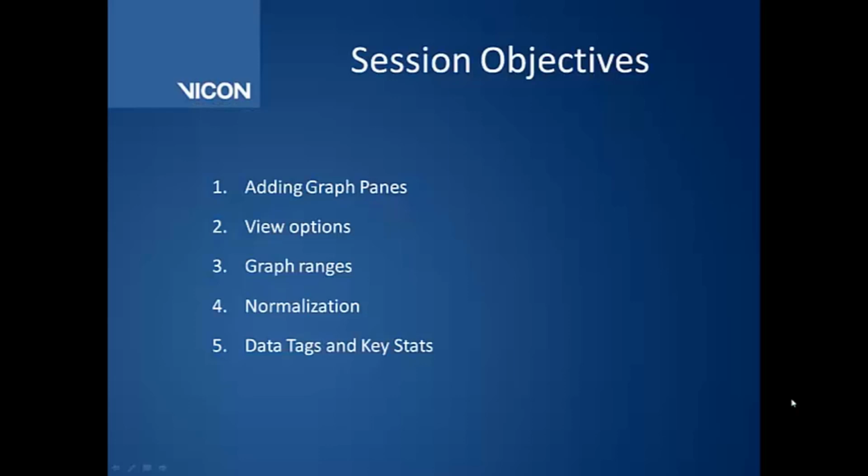Today, our session objectives are adding graph panes to an open report, which we learned about last time, the view options associated with those graphs, how to adjust the axes ranges, the normalization schemes and creating new normalization schemes, and data tags and key statistics.